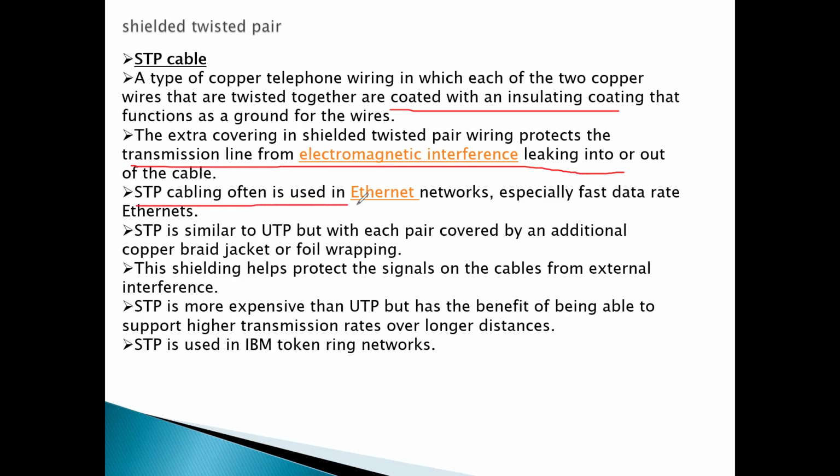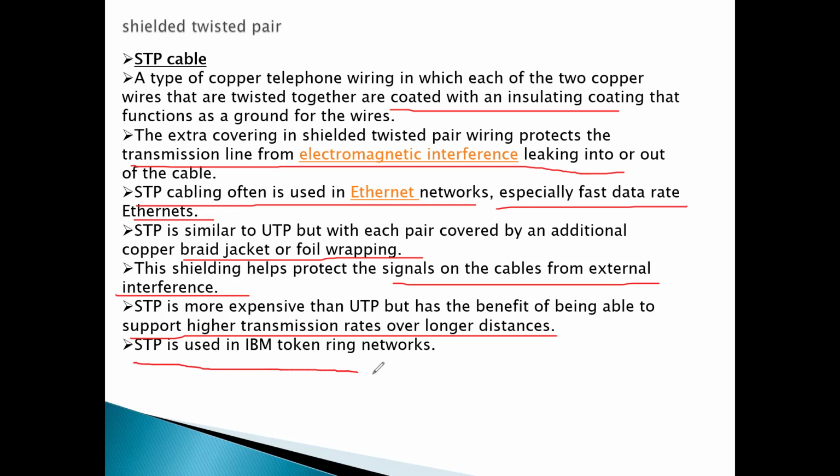STP cabling is often used in Ethernet networks, especially fast data rate Ethernet. STP is similar to UTP, but with each pair covered by an additional copper braided jacket or foil wrapping. This shielding helps protect the signal on the cable from external interference. STP is more expensive than UTP, but has the benefit of being able to support higher transmission rates over longer distances. STP is used in the IBM token ring network.